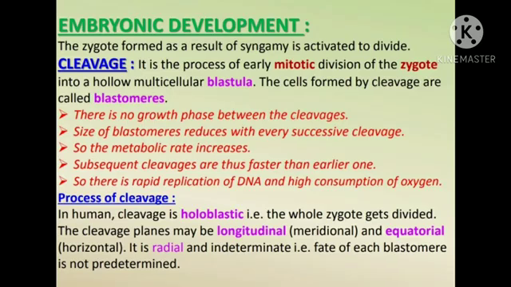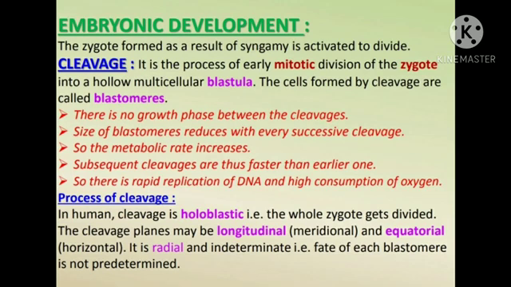So today we are going to discuss the embryonic development. Starting with the zygote, as you all know, what do you mean by zygote? The zygote is formed as a result of syngamy. It is activated to divide, and after division it will form what is called cleavage. Here we will discuss the process of cleavage and the formation of blastula.